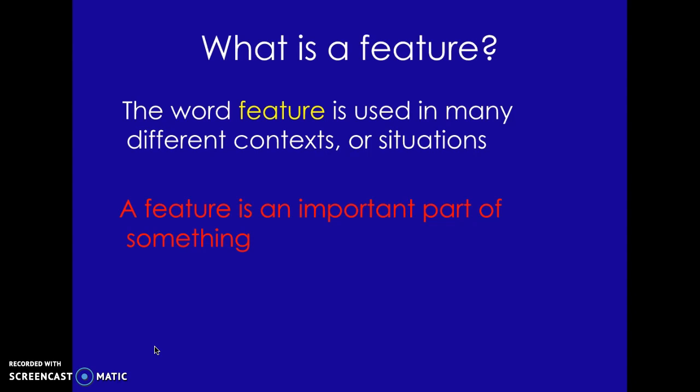So a text feature, in this case just a feature, is an important part of something. You can talk about facial features, like the way someone's nose is, or the way someone has facial hair, or eyes. Or you can talk about more physical features such as arms, legs, whatever the case may be. And so it's used in different contexts.